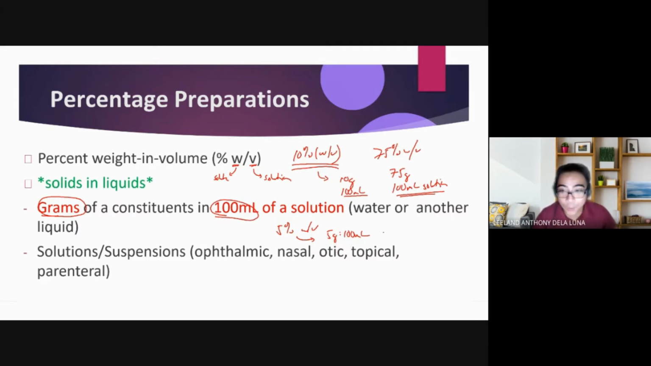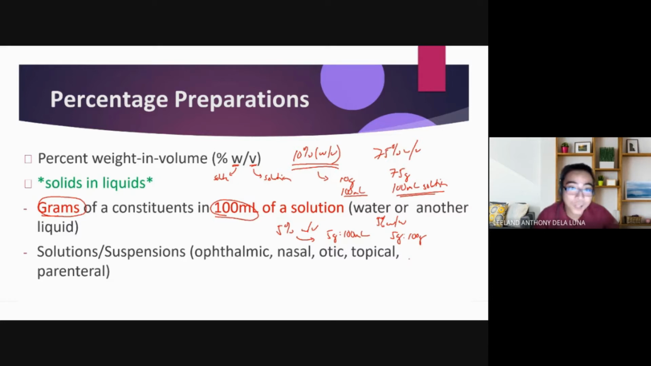Okay? Kaya siya weight per volume. So, ibig sabihin, pag ginawa ko tong weight per weight, ano ibig sabihin nun? 5% weight per weight. Ano naman ibig sabihin nun? It contains? Anyone? Okay, this contains 5 grams of solute in, dahil weight per weight, 100 grams ang total solution ko.